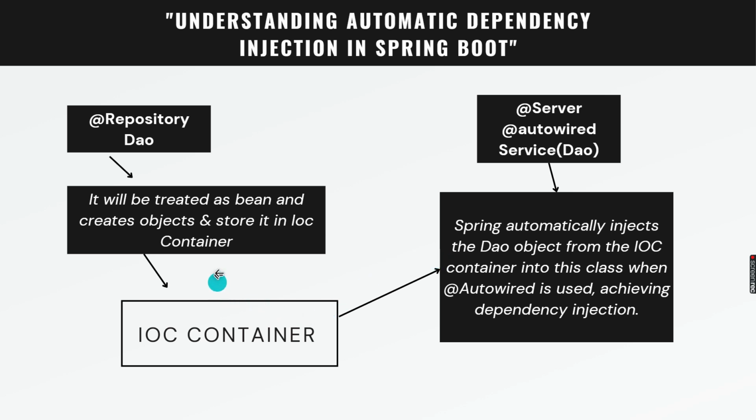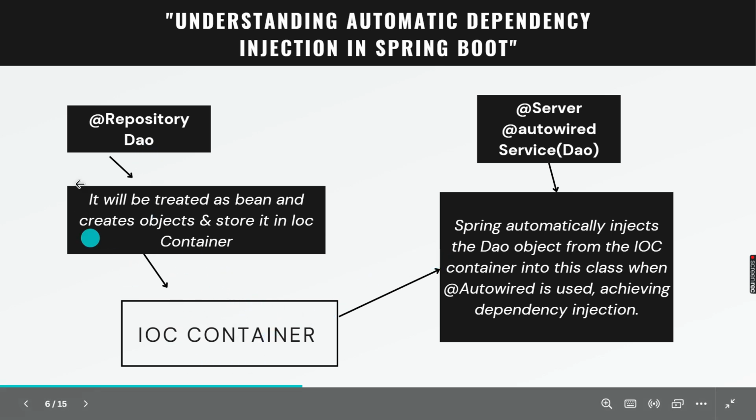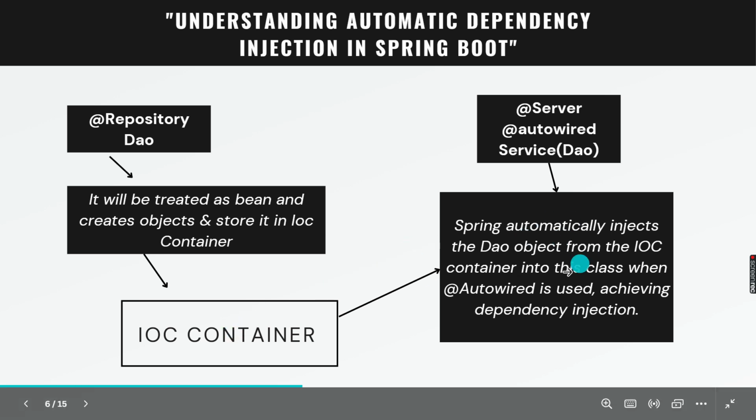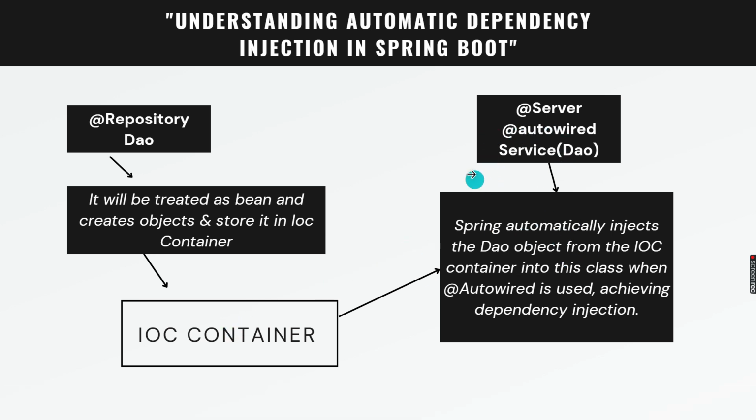because the DAO object is created and stored in the IOC container when it is marked as @Repository. So Spring automatically injects the DAO object from the IOC container into the service class when @Autowired is used, achieving the dependency injection. So it will be injecting the DAO object into the service class when it sees this @Autowired.